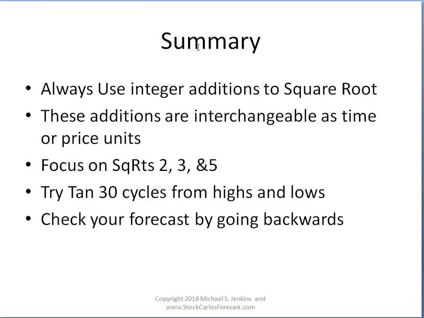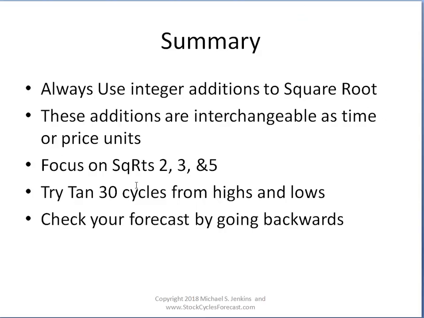So in summary, we always use the integer additions to square roots. We take the square root of our number and we add 1 plus 2 plus 3 plus 4, and we re-square them to get time counts. These additions are interchangeable as time or price. So on the square of 9, we could look at the targets, going from 96 to 136 straight up as a price, but it can also be a time factor.